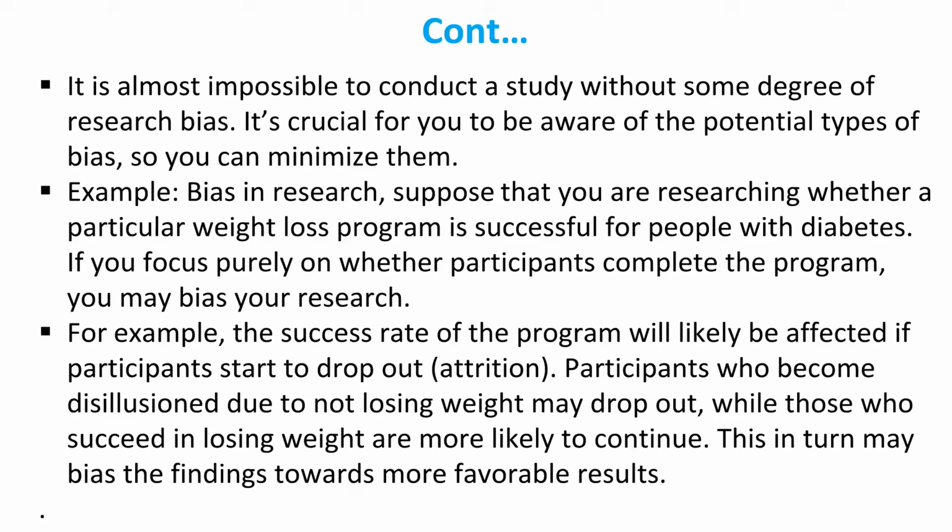Example: bias in research. Suppose that you are researching whether a particular weight loss program is successful for people with diabetes. If you focus purely on whether participants complete the program, you may bias your research. For example, the success rate of the program will likely be affected if participants start to drop out, attrition. Participants who become disillusioned due to not losing weight may drop out, while those who succeed in losing weight are more likely to continue. This in turn may bias the findings towards more favorable results.